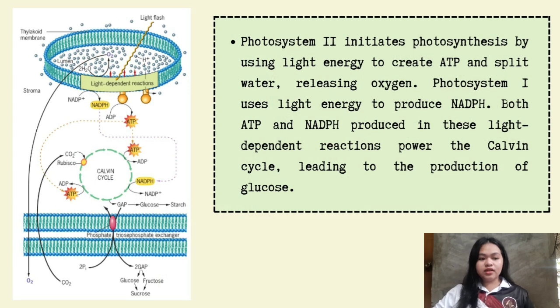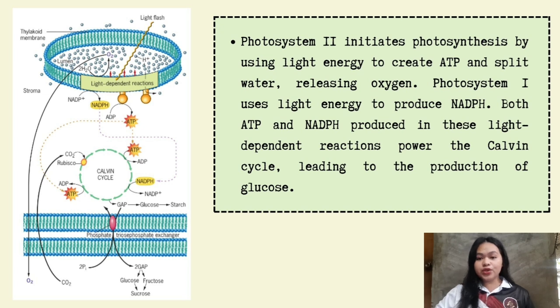And then, the next figure, dito makikita natin yung pinaka-summarization ng process from the photosystem 2 hanggang sa Calvin cycle. So, photosystem 2 initiates photosynthesis by using light energy to create ATP and split water, releasing oxygen. The photosystem 1 uses light energy to produce NADPH. Both ATP and NADPH produced in these light-dependent reactions power the Calvin cycle, leading to the production of glucose.